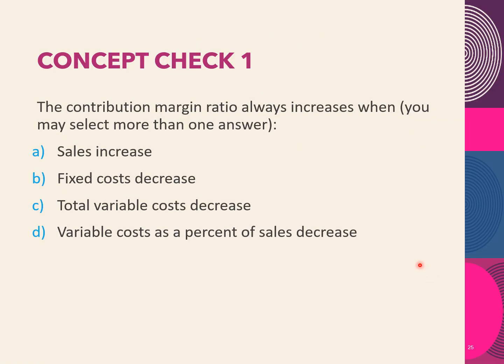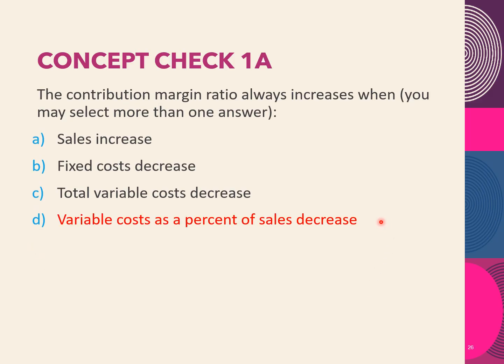Okay, time for a concept check. The contribution margin ratio always increases when: A, sales increase; B, fixed cost decrease; C, total variable cost decrease; D, variable cost as a percent of sales decrease. What do you think? The answer is D.